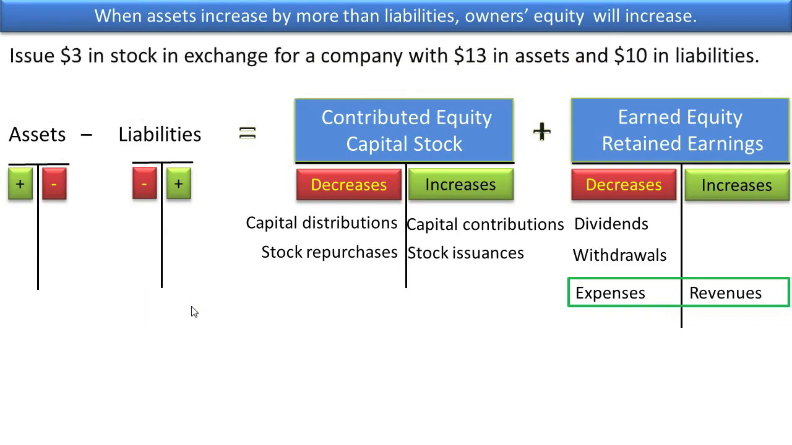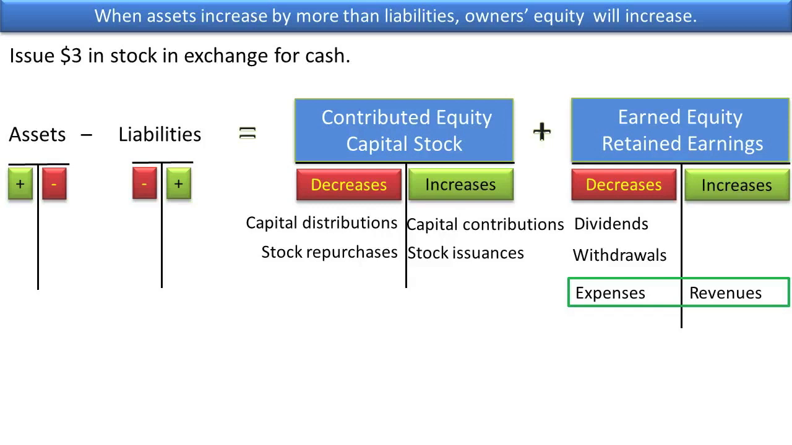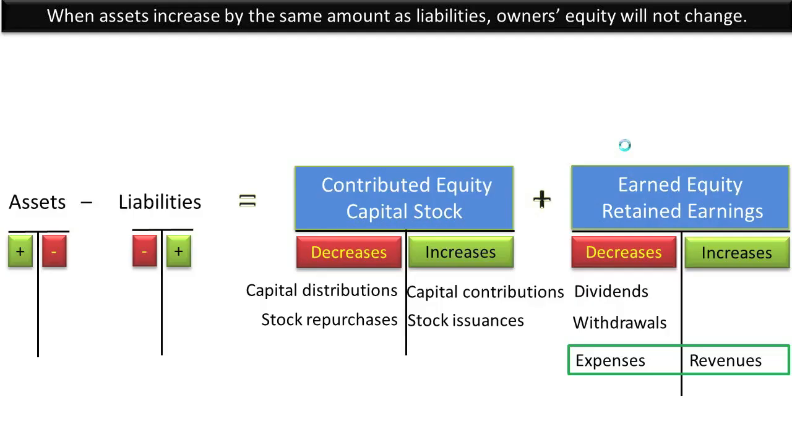If we issued $3 in stock in exchange for a company that had $13 in assets and $10 in liabilities. So we're going to issue $3 in stock. In exchange, we got $13 in assets and $10 in liabilities. As you can see, 13 minus 10 equals 3. If we issued $3 in stock in exchange for cash, our cash would go up, and it's a stock issuance, $3. We stay in balance. As you'll notice as we go through these, every transaction we record will keep this left-hand side equal to this right-hand side. When assets increase by the same amount as liabilities, owner's equity will not change.